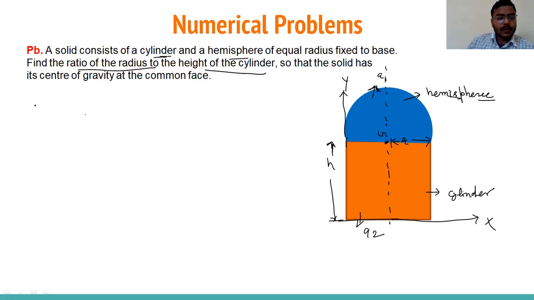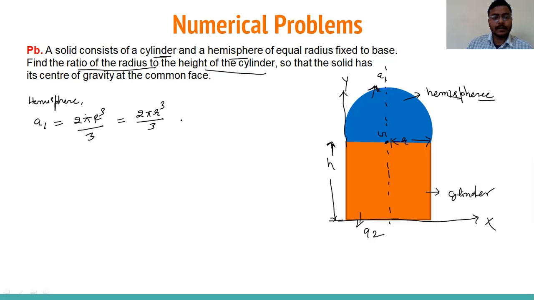Okay, now for the hemisphere, what will be the A? That is area. So area for the hemisphere is 2 pi r cubed divided by 3. So in this case, 2 pi r cubed divided by 3 is the area.